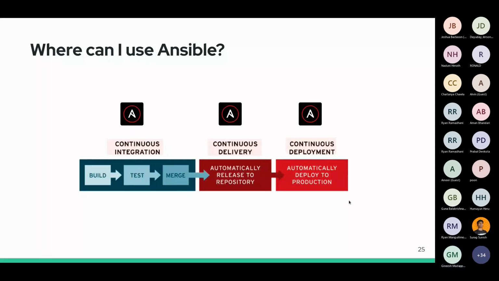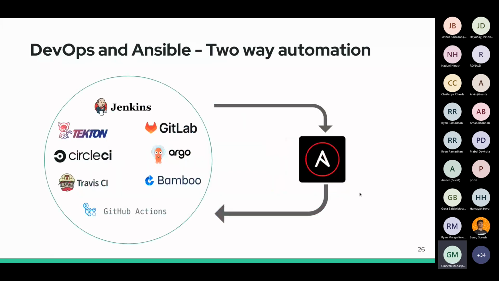Now, in our case, we are talking about a lot of tools in the DevOps, CI/CD area. I just put a few well-known logos of well-known tools here. We are talking about two-way automation. You can use the tools to call Ansible to do something, and also you can use Ansible to configure and execute some things on the tools. This is two-way automation. Okay, you can use Ansible.